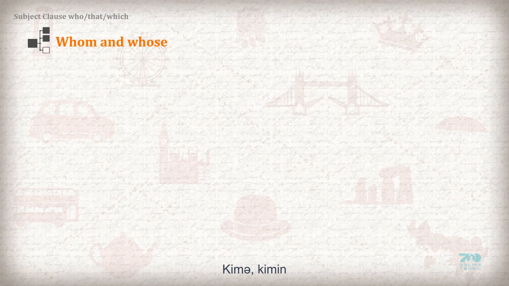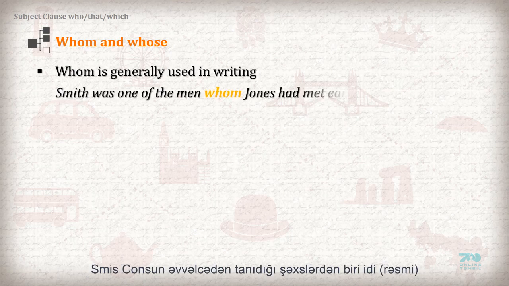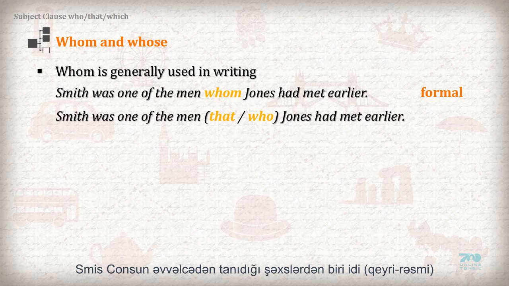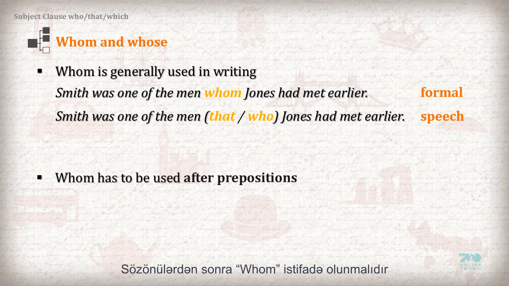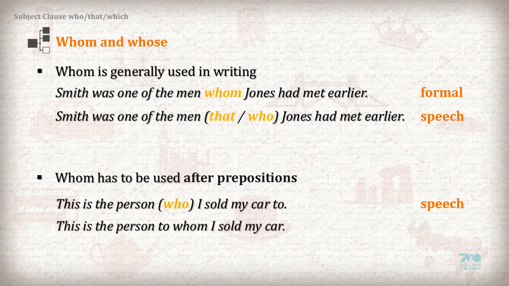Whom and whose. Whom is generally used in writing. Formal: Smith was one of the men whom Jones had met earlier. Speech: Smith was one of the men that, who, Jones had met earlier. Whom has to be used after prepositions. Speech: This is the person who I sold my car to. Formal: This is the person to whom I sold my car.